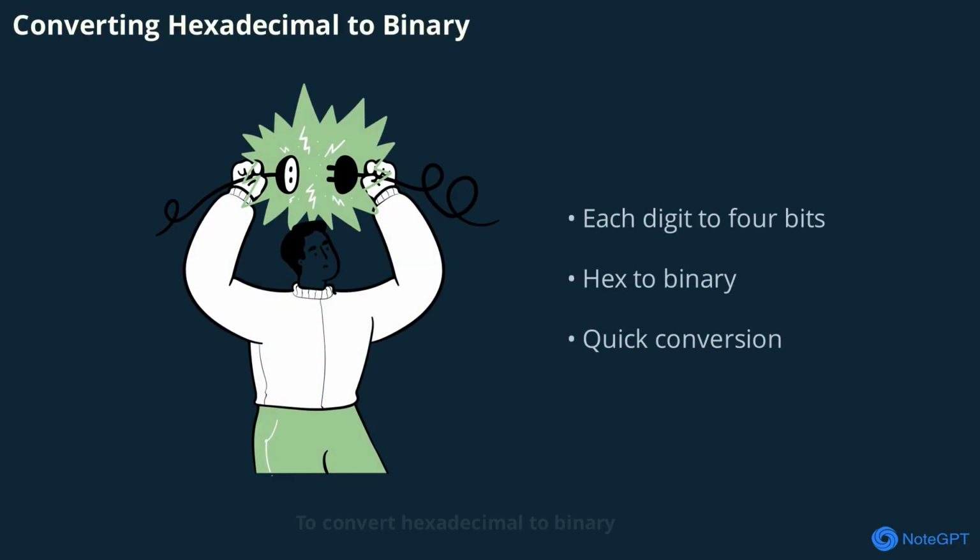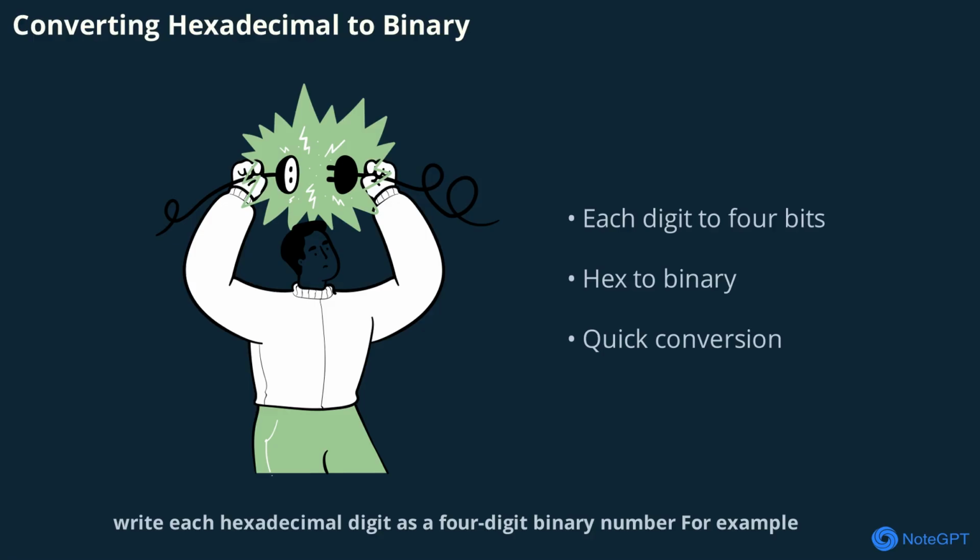To convert hexadecimal to binary, write each hexadecimal digit as a 4-digit binary number. For example, the hexadecimal number 2F becomes 10 and 1111 in binary, which is 101,111. This method is fast and helps you work with large numbers in computer science.